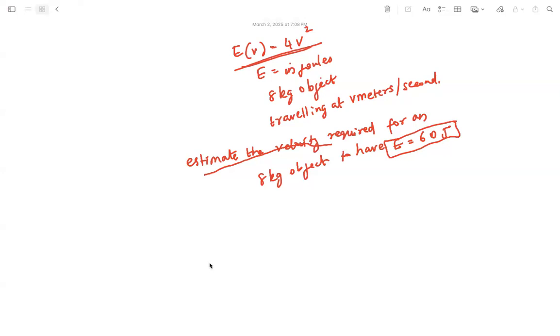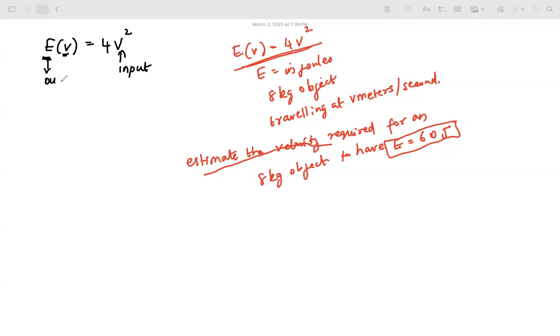I'm stuck. Okay. Yeah, absolutely. Guys, how are the others doing? I really want to know. E of V means E, energy, is the dependent value, the Y value, which depends on V, 4V square. So V is considered as input, E is considered as output. Any questions here?